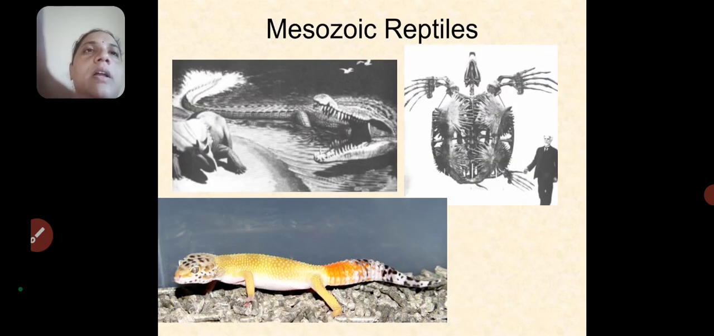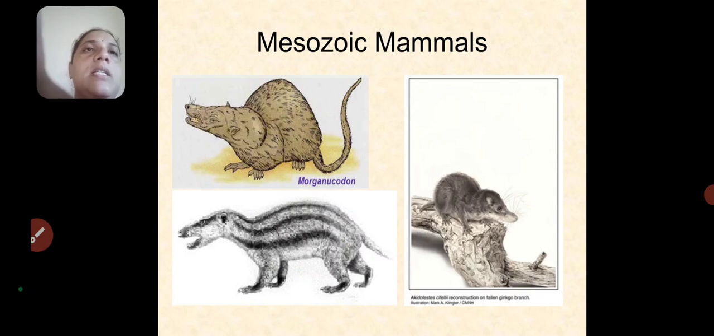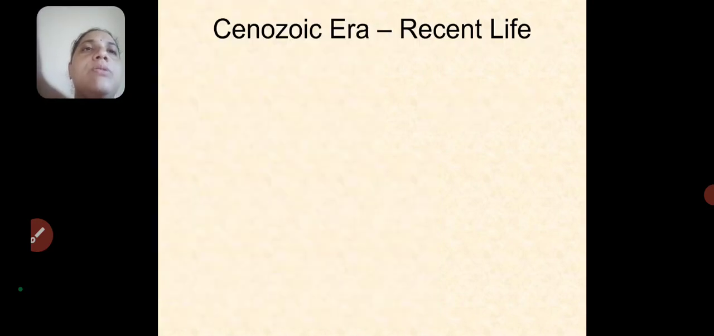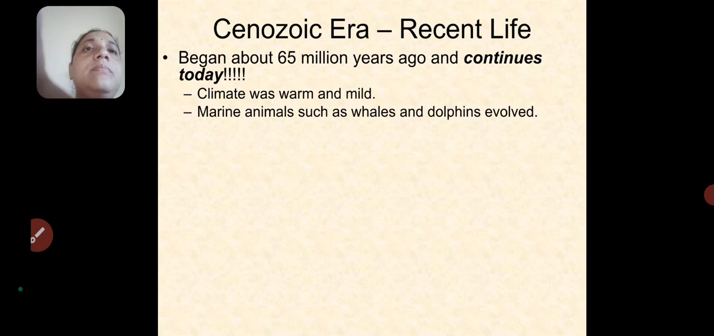These are the dinosaurs. These are the reptiles. These are the Mesozoic mammals. These are the Mesozoic plants. Flowering plants evolved towards the end of the Mesozoic era. The Cenozoic era began about 65 million years ago and continues today. Climate was warm and mild.